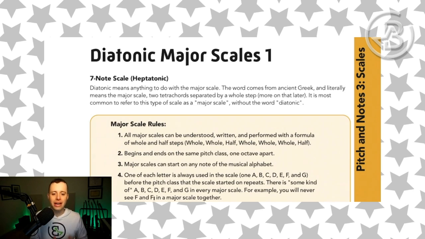So the word diatonic specifically means anything to do with the major scale. Diatonic equals major scale. That word comes from ancient Greek and literally means major scale, which is two tetrachords separated by a whole step. We're going to look at tetrachords in a bit, so don't worry about those too much now. It's most common to refer to a diatonic major scale just as major scale without the word diatonic. In fact, you can confuse a lot of people by saying diatonic major scale because they'll go, huh? It's also almost redundant, because if diatonic means anything about the major scale and you say diatonic major scale, then you're saying major scale, essentially.